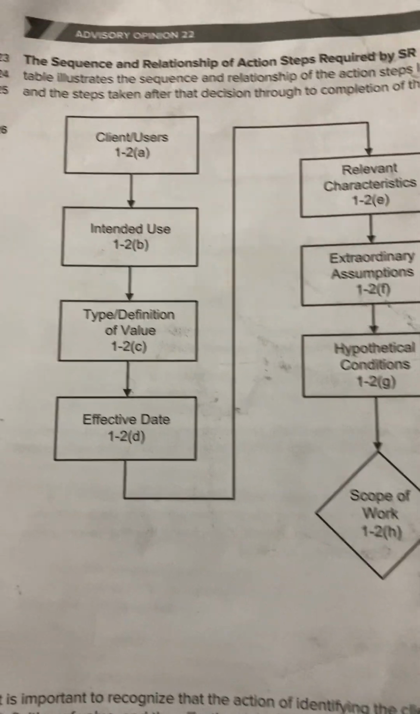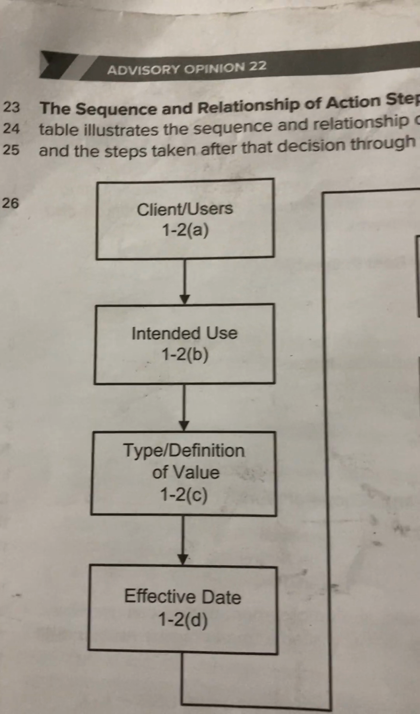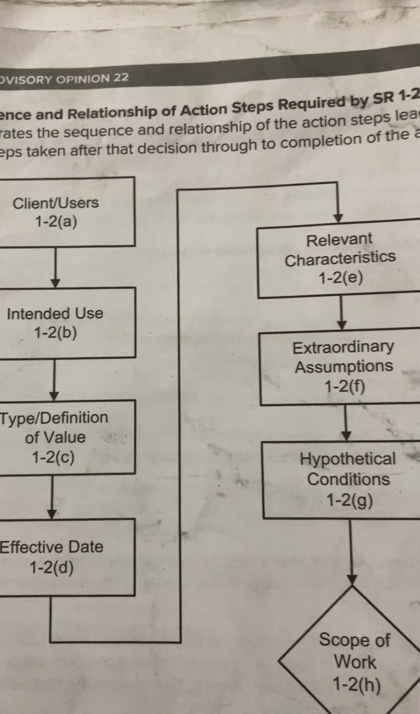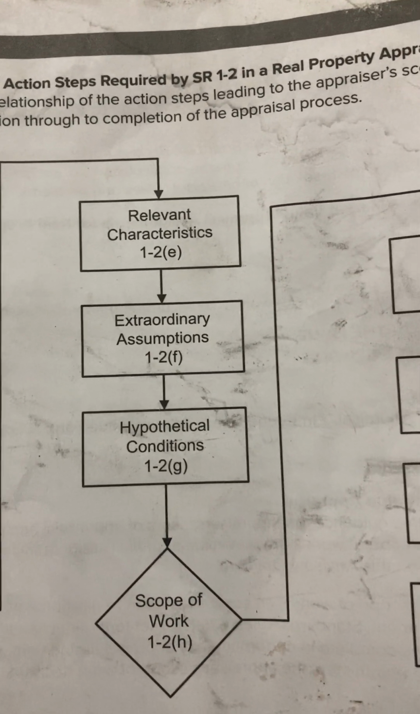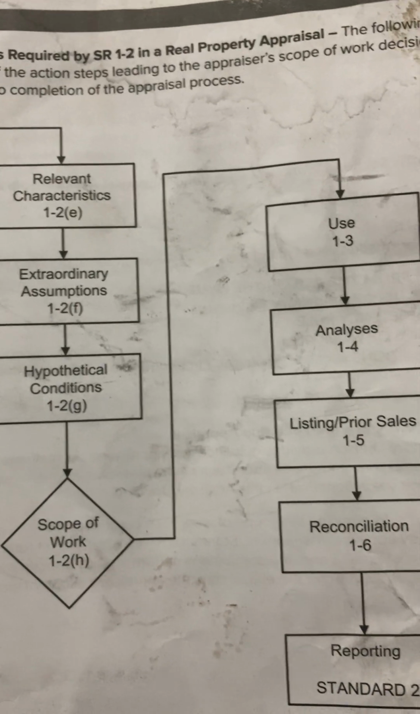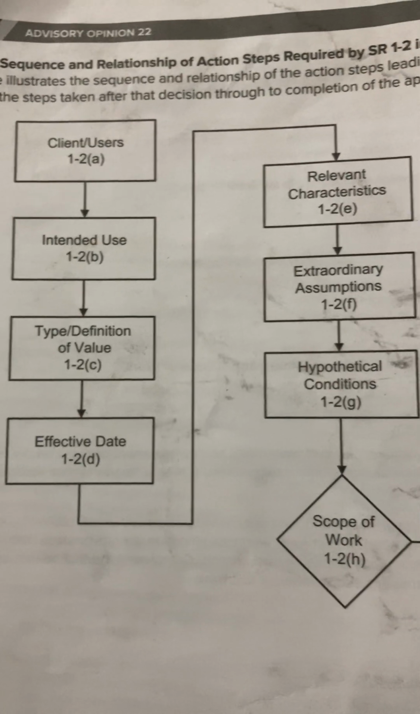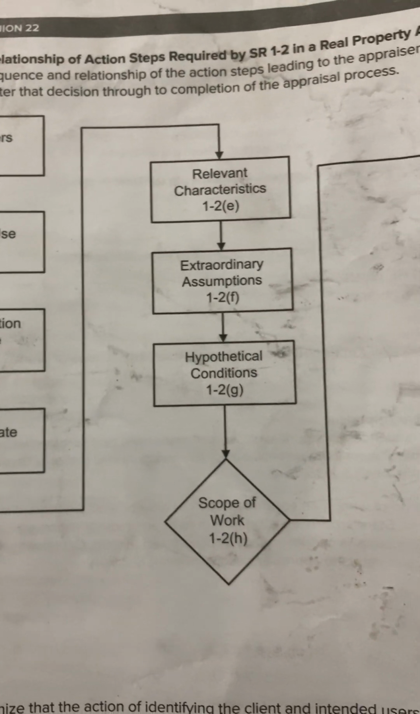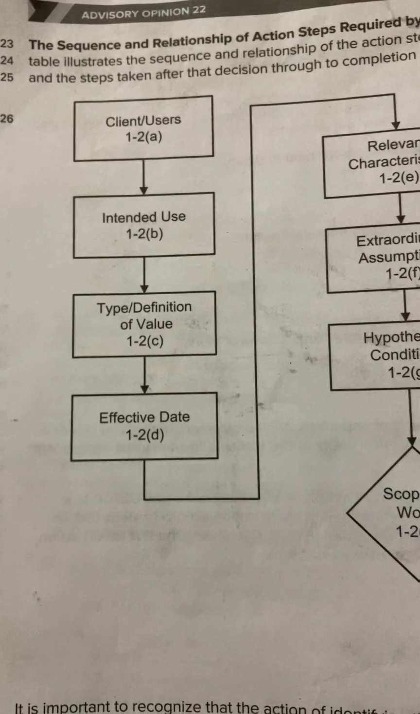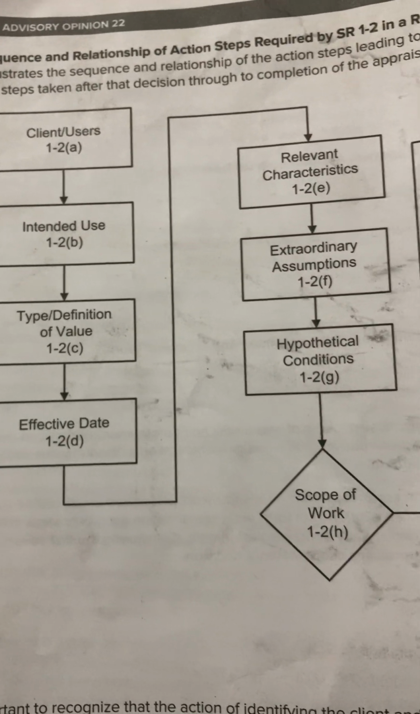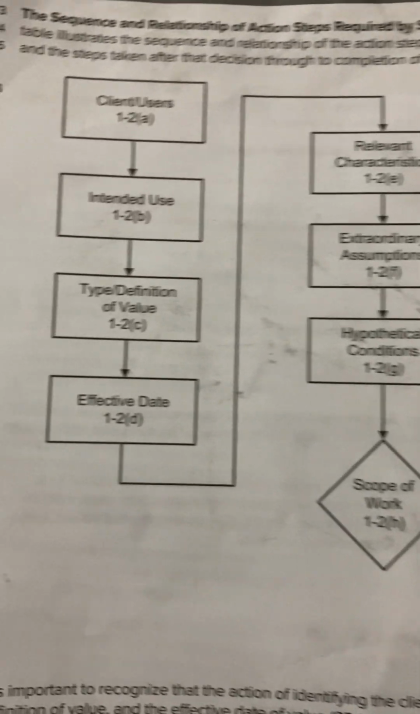USPAP page 126, Advisory Opinion 22. The sequence and relationship of action steps required by SR 1-2 in a real property appraisal. The following table illustrates the sequence and relationship of the action steps leading to the appraiser's scope of work decision and the steps taken after that decision through to completion of the appraisal process.